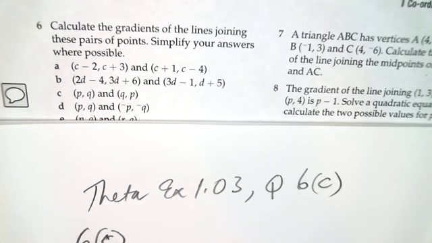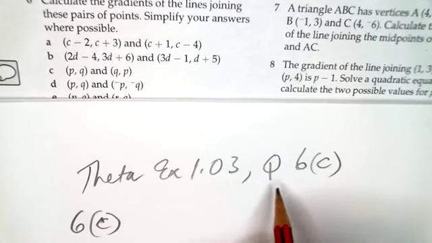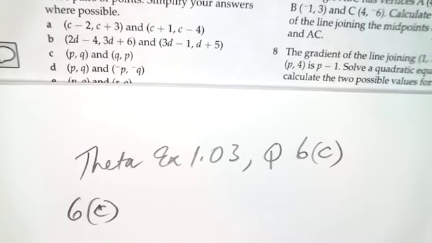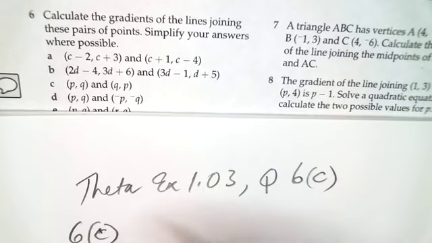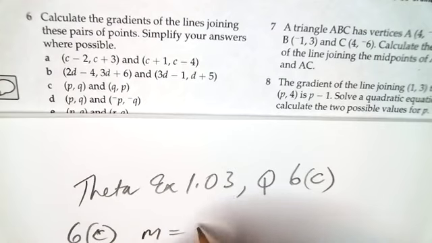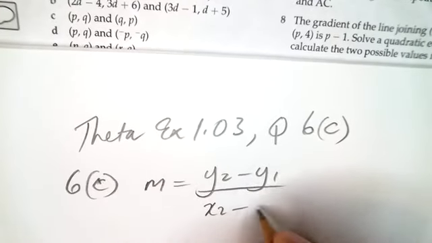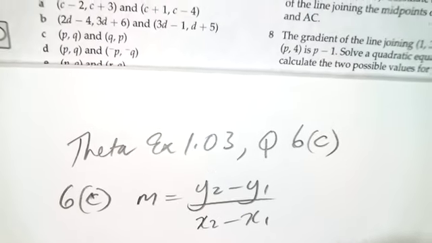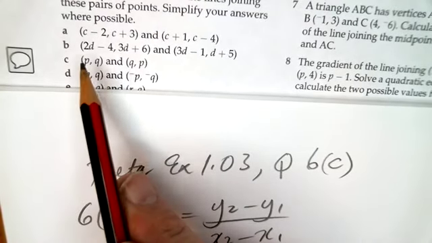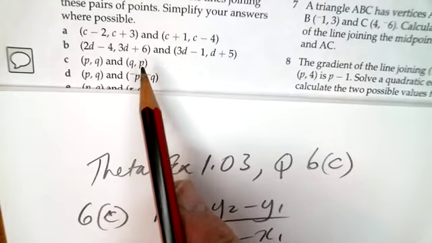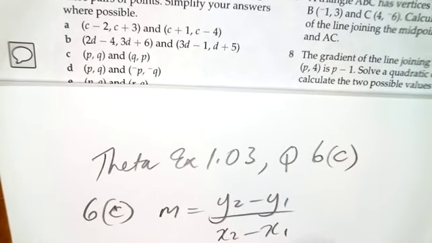Okay, let's have a look at Theta exercise 103, question 6c. Again, this is another gradient question, and we're going to use the formula gradient is equal to y2 minus y1 over x2 minus x1. So the question is p, comma q and q, comma p. Those are the coordinates, and let's find out what the gradient is.